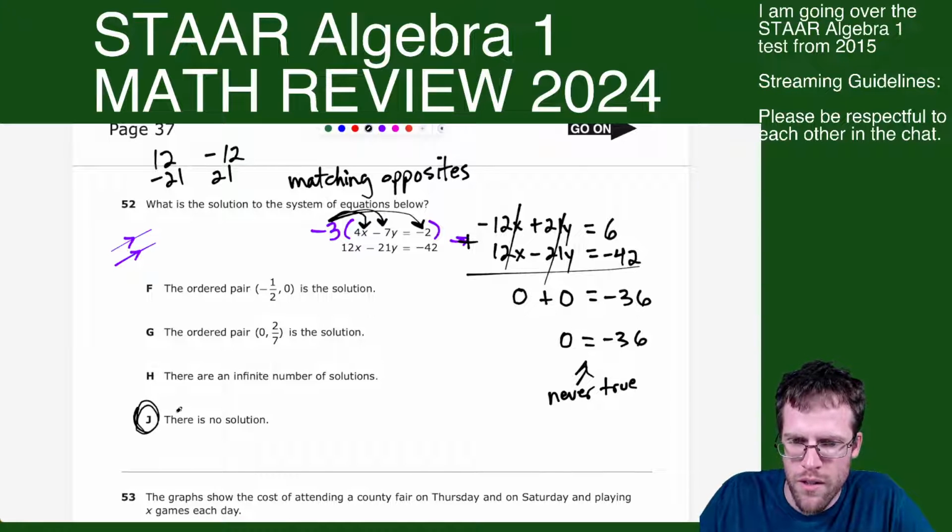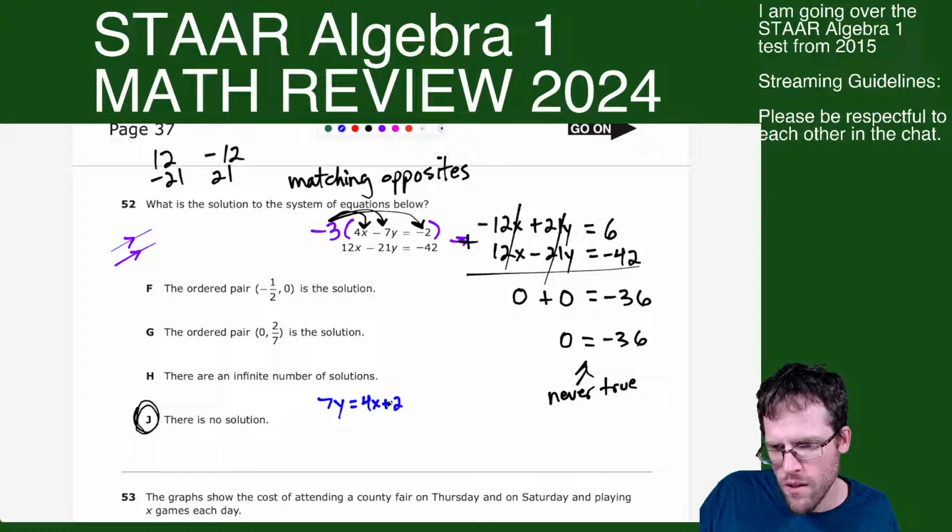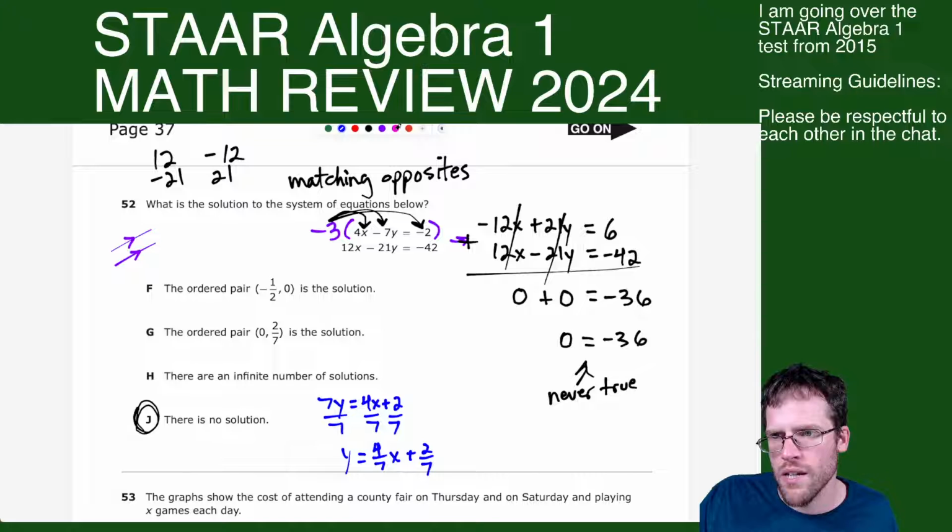There's no solution here. The second way to see this is if you solve these for y. I'll just do this at hyperspeed. This is really possessed right now. I don't know what's going on with my marker. Sorry about that. If I solve the original, I would get 7y equals 4x plus 2, and I divide everything by 7, putting it in y equals mx plus b form, and I get 4/7 x plus 2/7.